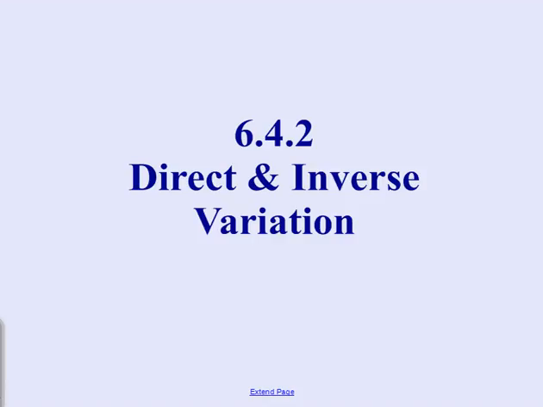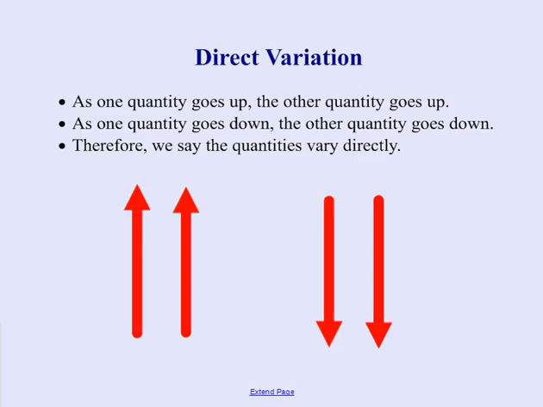This is section 6.4.2, direct and inverse variation. First, we talk about direct variation. As one quantity goes up, the other quantity goes up. As one quantity goes down, the other quantity goes down. Therefore, we say the quantities vary directly because they're doing the same thing.